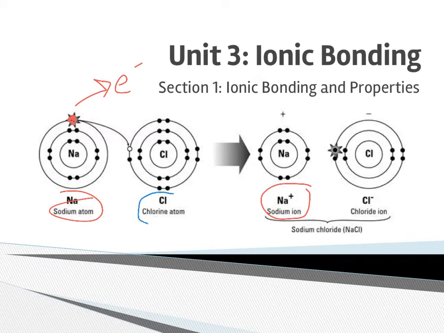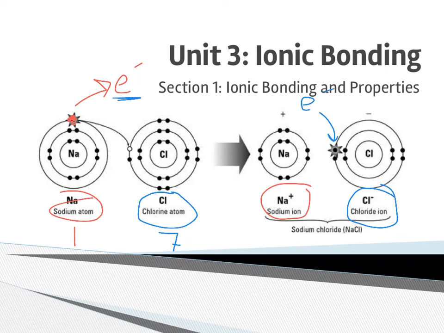But then I've got a chlorine atom, and we know that chlorine has 7 valence electrons. So sodium had 1, chlorine has 7. Sodium gets rid of its 1, and chlorine, in order to become Cl-, needs to gain an electron. So where's that electron going to come from? It's going to come from sodium here.